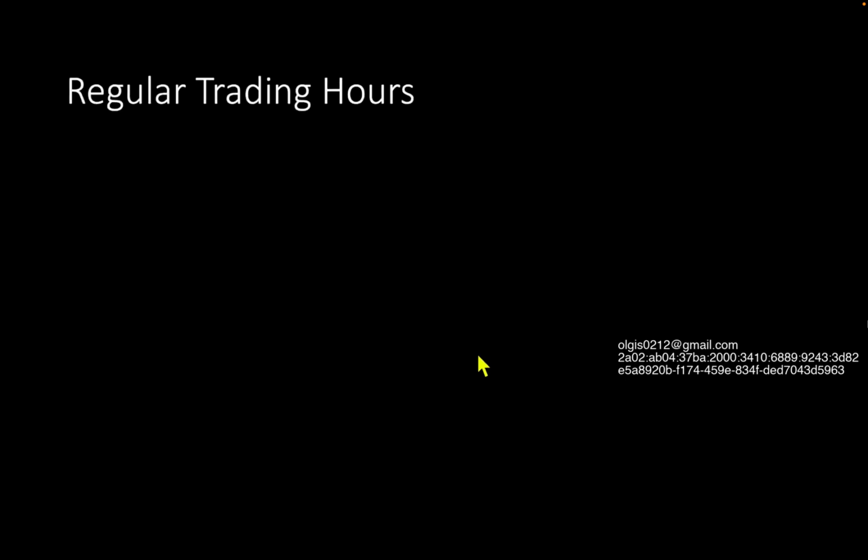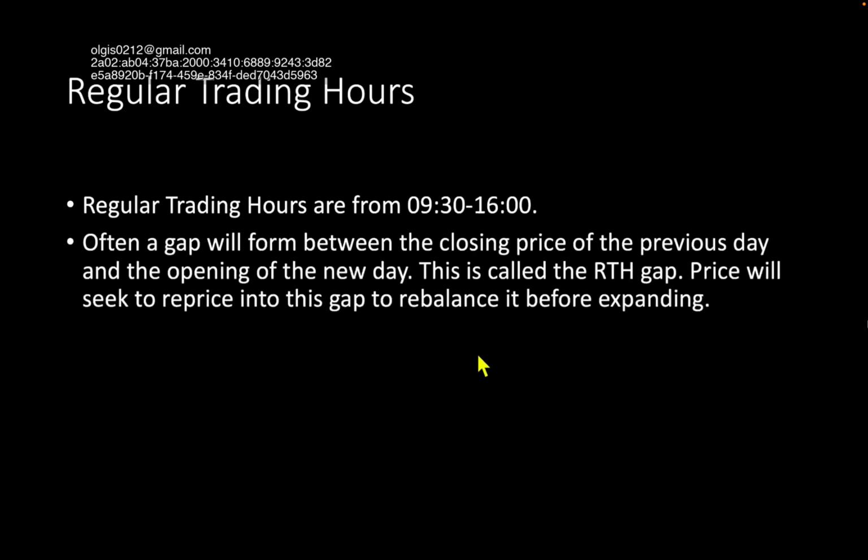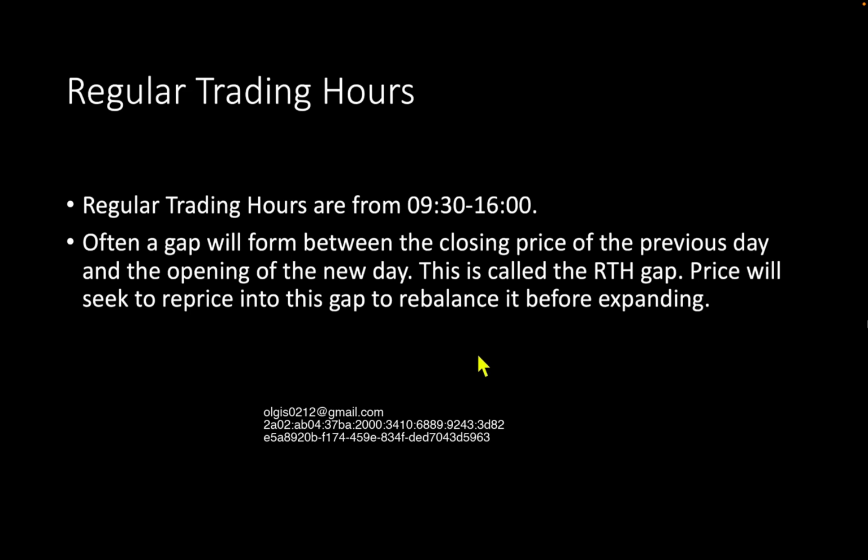First of all, we're going to begin with the regular trading hours. The regular trading hours are from 9:30 to 4 p.m. Often a gap will form between the closing price of the previous day and the opening of the new day. This is called the regular trading hours gap, or the RTH gap. Price will seek to reprice back into this gap to rebalance it before expanding.